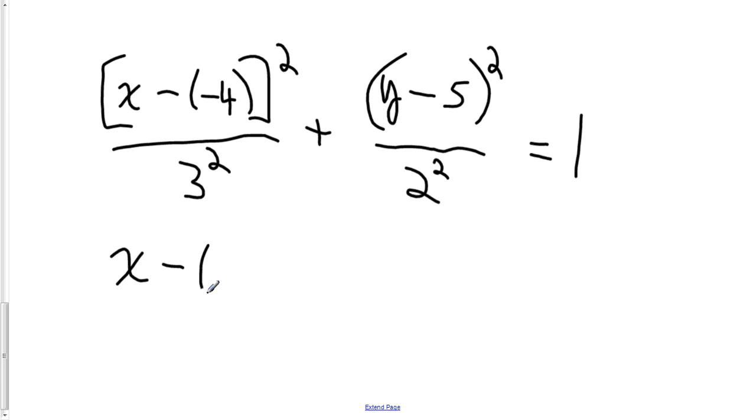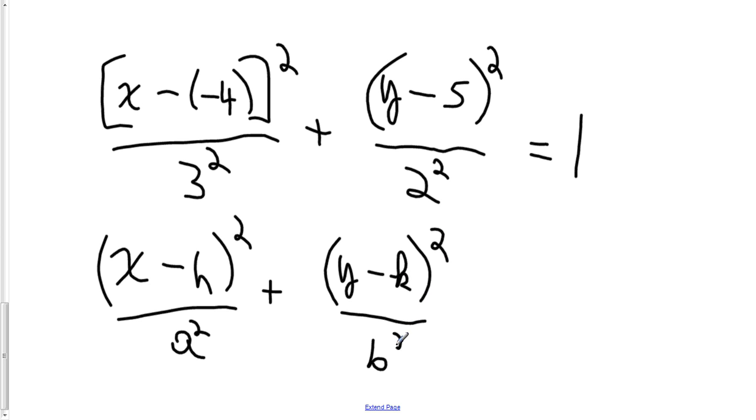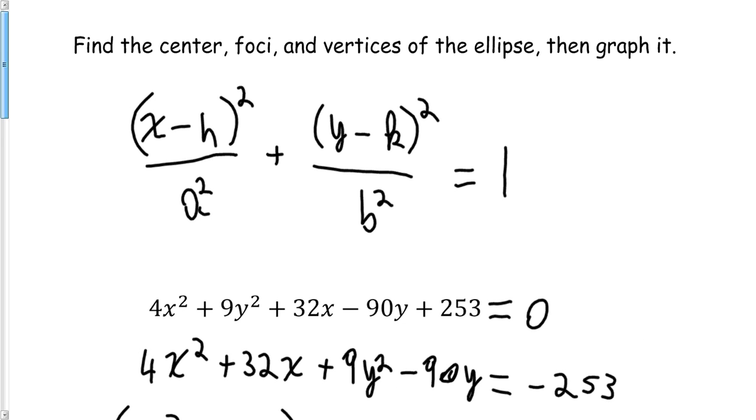x minus h squared over a squared, plus y minus k squared over b squared is equal to 1. So that was the form. I think I might have written it wrong originally up here. Yep, no, it's right. Okay, so that's the form that we wanted it to be in.